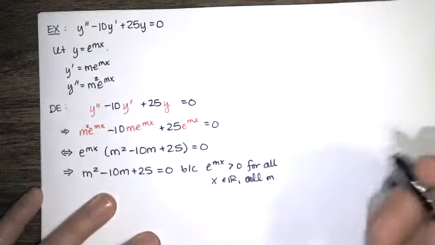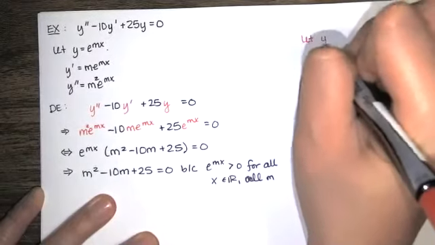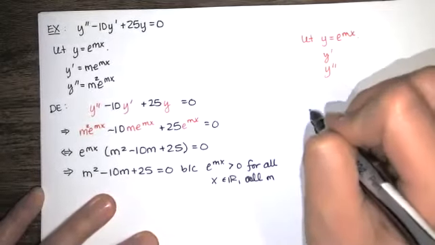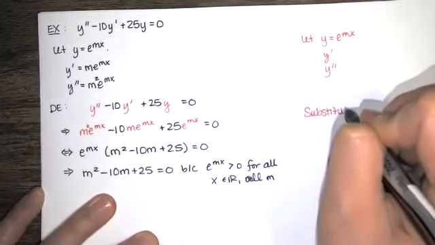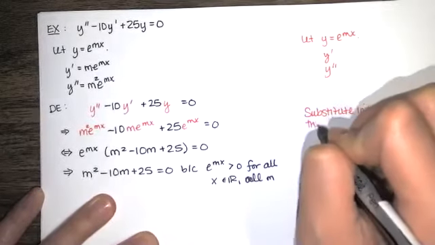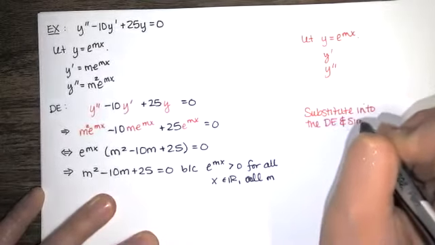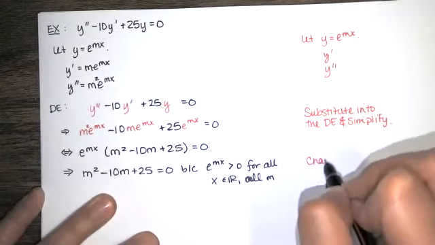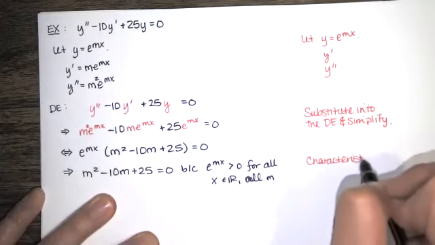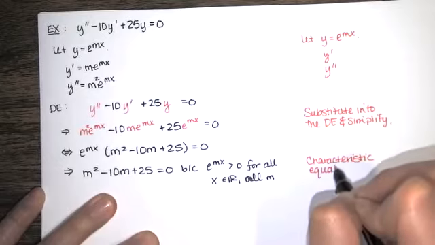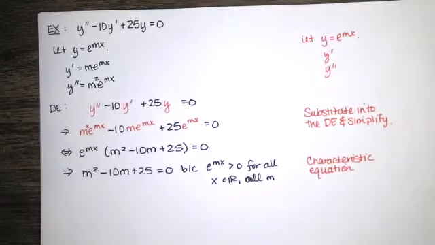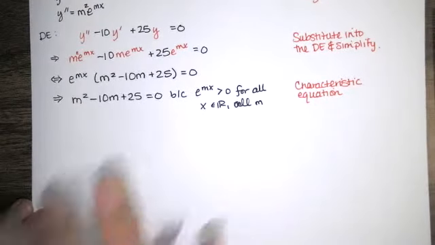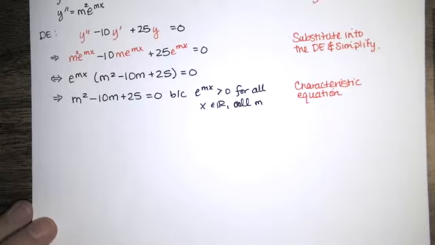Now, before we go further, I think I want to write down the method. We're going to let y equal e to the mx, compute y prime, compute y double prime, substitute into the differential equation and simplify. Then you have a characteristic equation. There's a second degree polynomial. So you've got a second order differential equation, excuse me. So now you've got a second degree polynomial equation, trying to find the roots of that quadratic function.